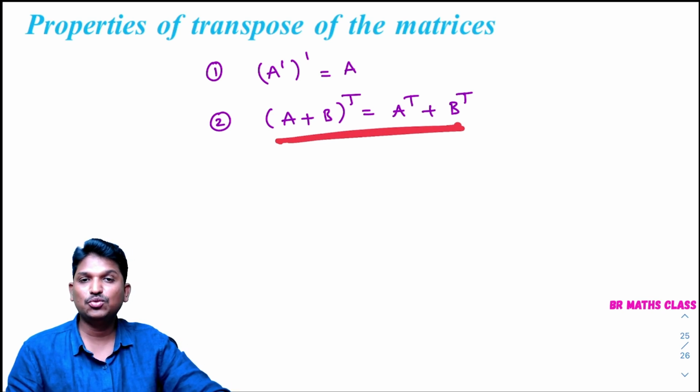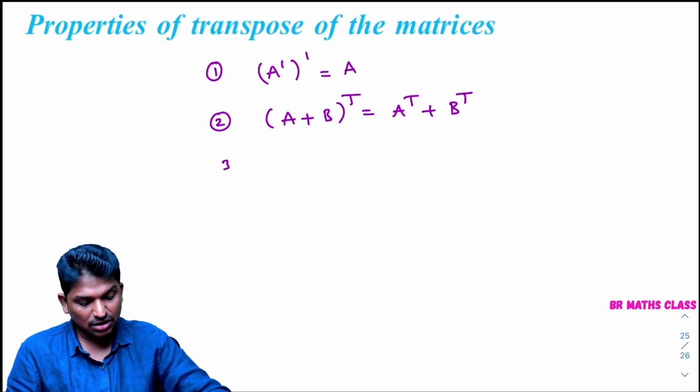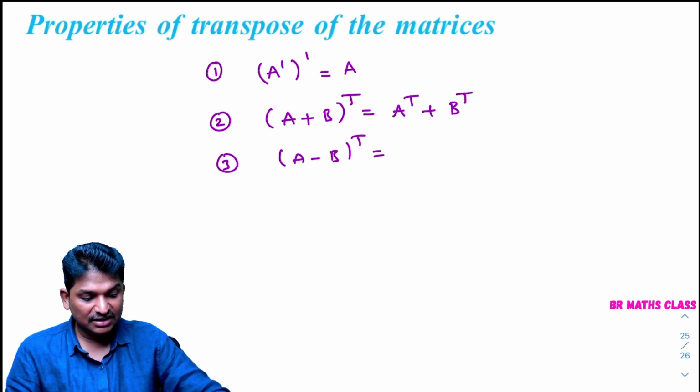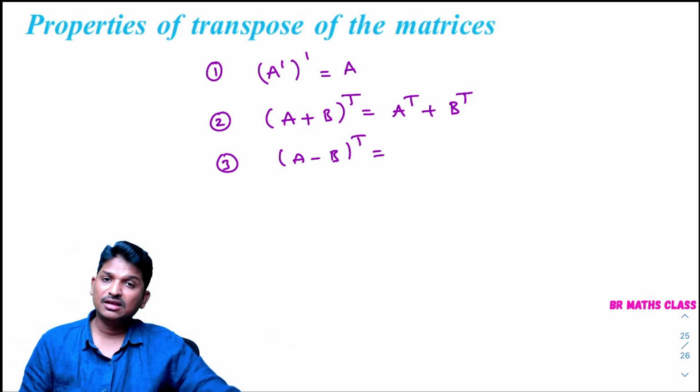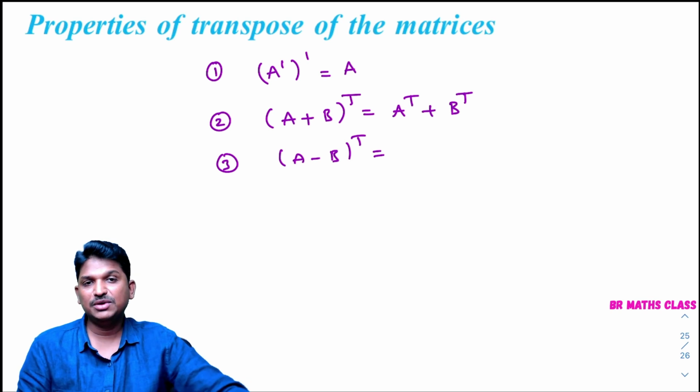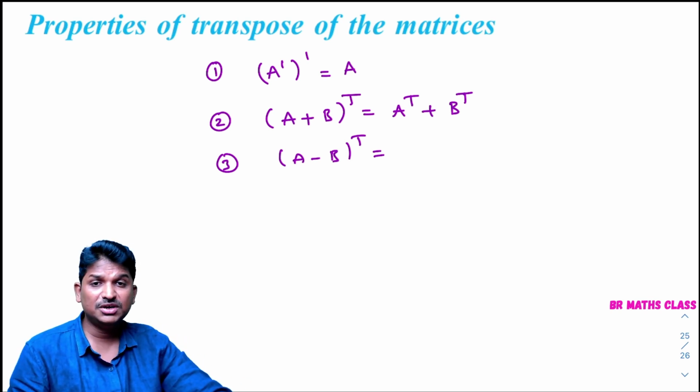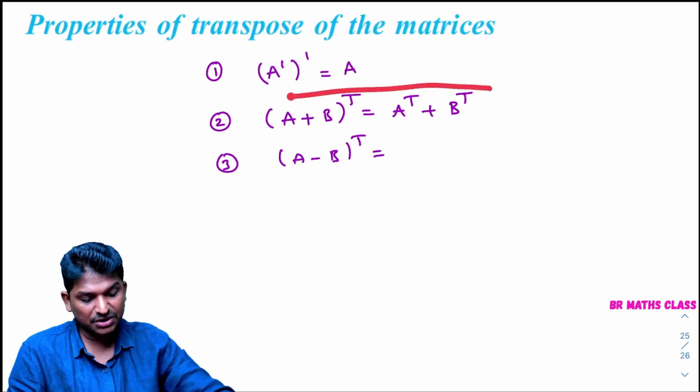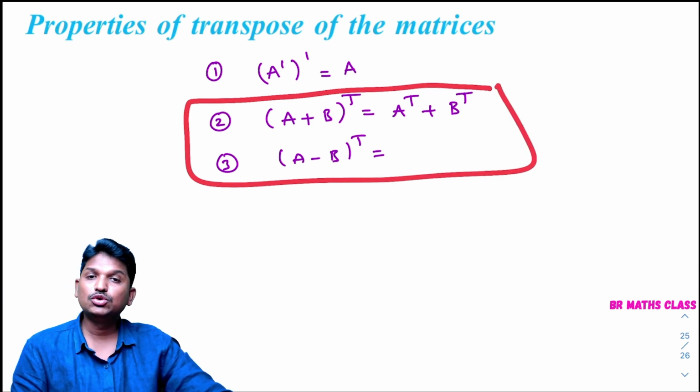This property works good. Now third property, A minus B whole transpose. I said one important theorem is there: every square matrix can be expressed as sum of symmetric and skew symmetric matrix. There we will use these properties. So it is important you need to know these properties.